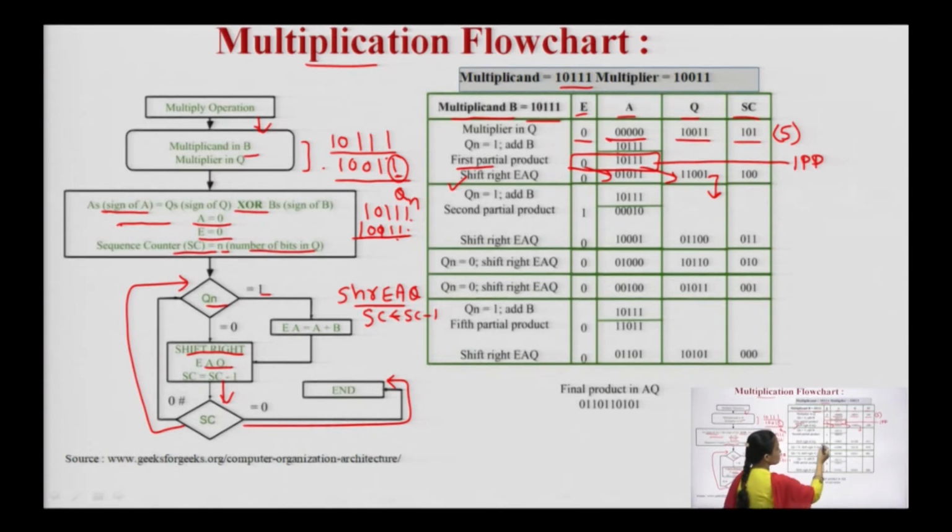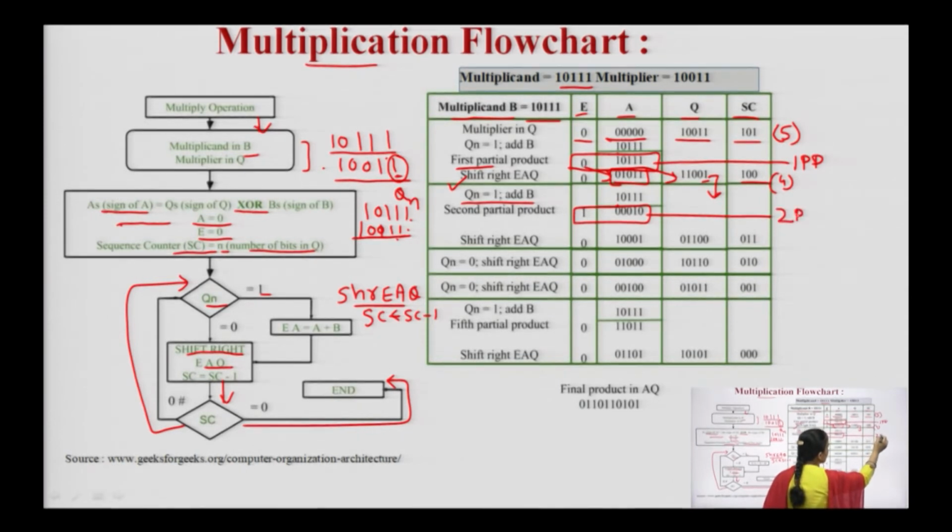So, now my values will be 10111100 after adding. And the sequence counter is decremented. Here I have decremented my sequence counter to 4. Then again I see the value of Qn, that is Q1 equal to 1. Then as per the flow chart I will add this B to my previous value of A. So, here I will get the second partial product, this is my 2 pp.